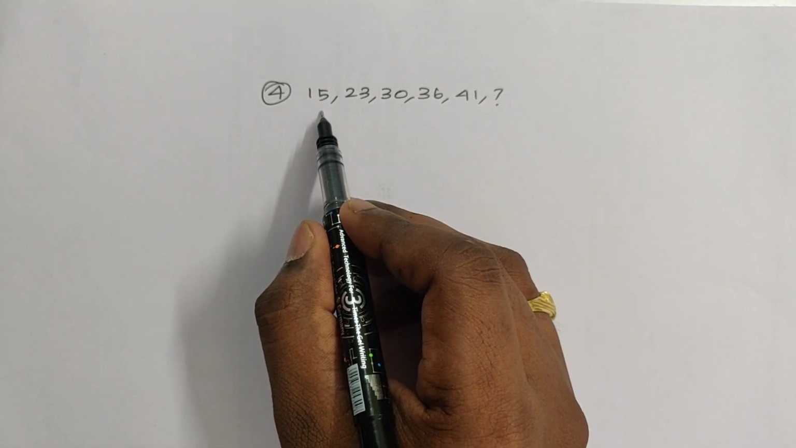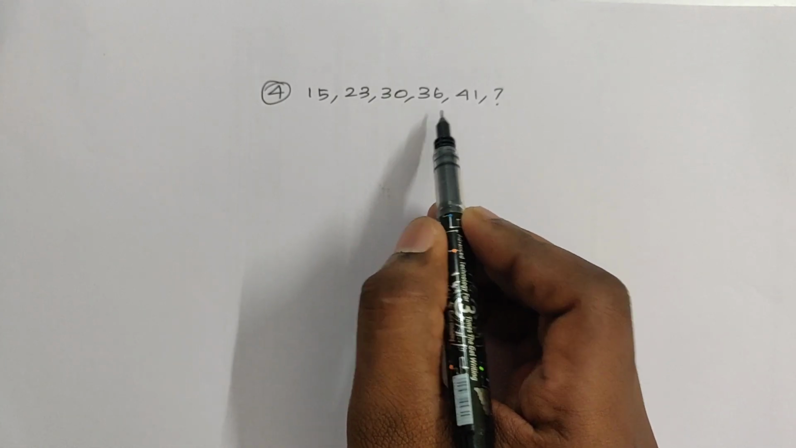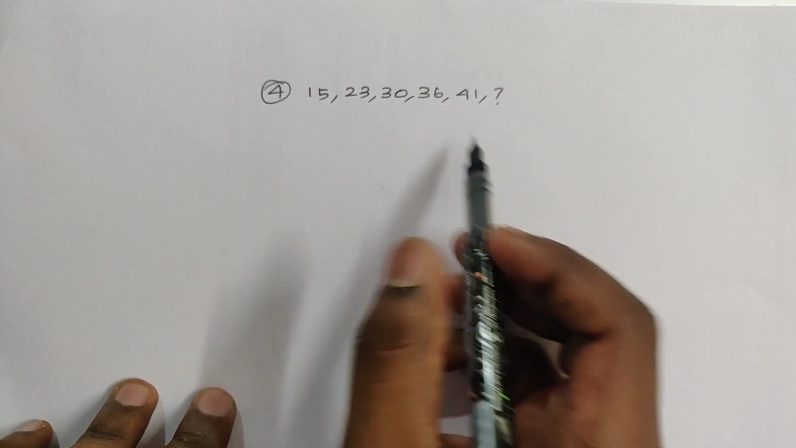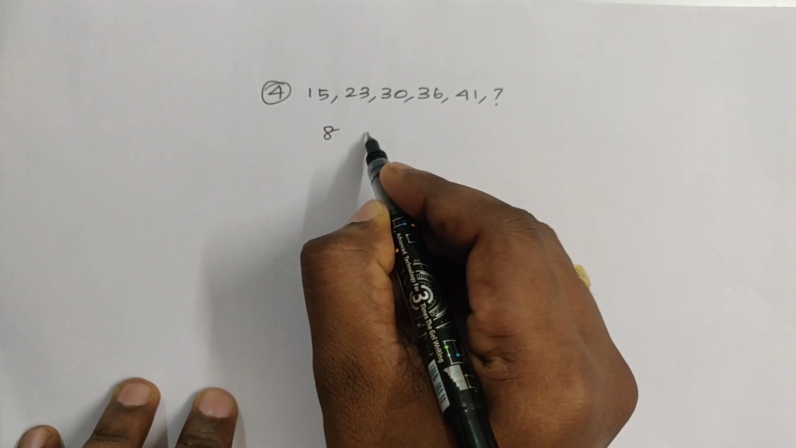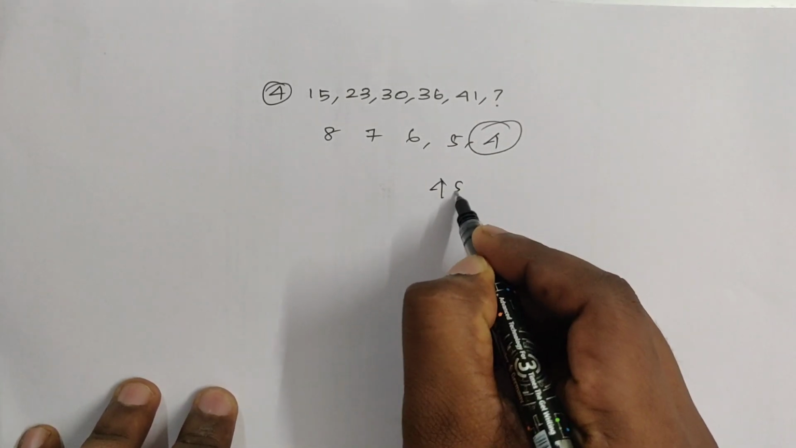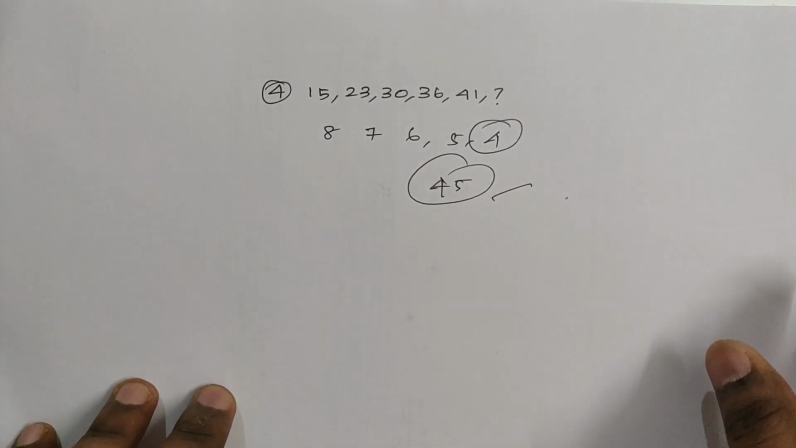So the next question is 15, 23, 30, 36, 41 and then question mark. Here you can see the difference is 8, 7, 6, 5. Obviously it has to be 4. So the answer for this question is 45. It is also a much easier question.